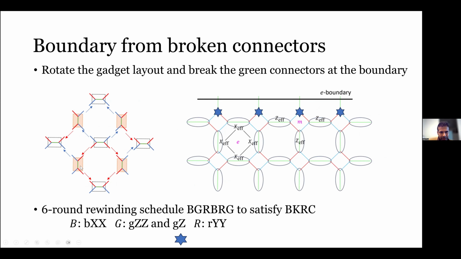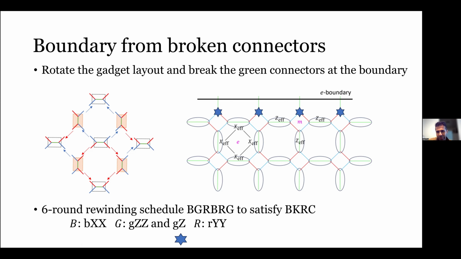So over here, I have this gadget layout that we had for the Hastings half-loc code. I have rotated it right now such that these plaquettes made of these blue and red edges look like this. They are just rotated from the previous picture that we had shown you. So now you can just break these green bonds at the top, and that will lead to a lot of broken connectors. And then you can ask, what is the right schedule in this case?